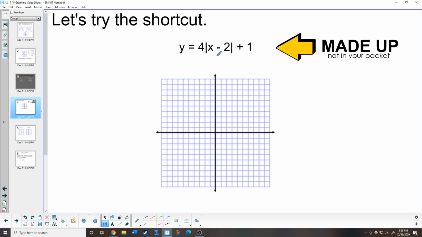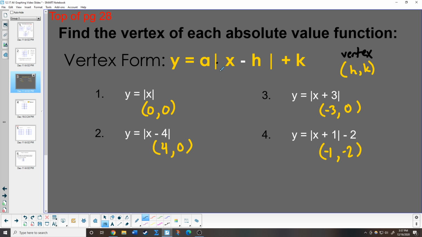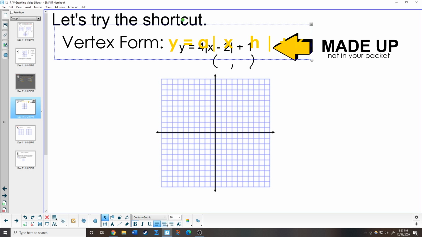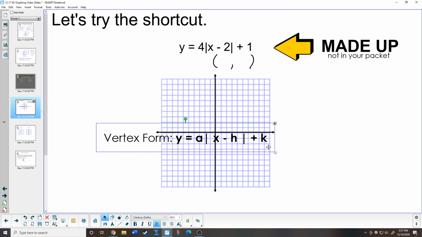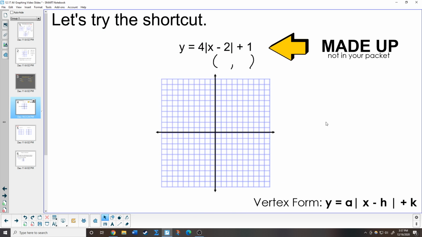So you're always going to have to start by finding the vertex. No matter what, using the shortcut or making a table, you're going to have to find the vertex. So right here, let's grab vertex form again. Here we go. We'll make the whole thing black. There we go. So vertex form, if we remember, we're looking for the opposite of h. Okay, so therefore this would be a positive 2. And then the positive 1 just comes right down because it is positive in the formula. So there's our vertex. We're going to graph that right off the bat. 1, 2, 1. There you go.